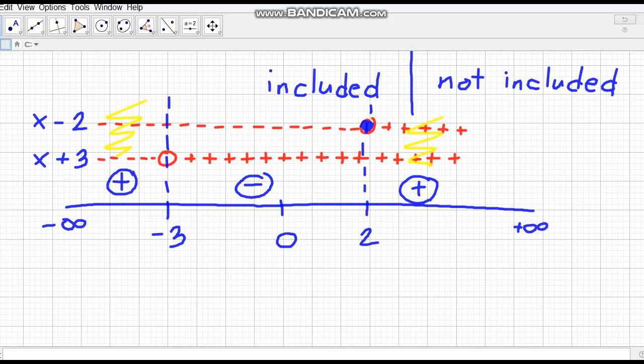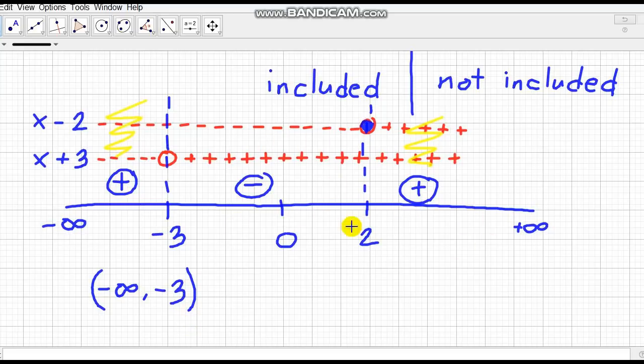So how do we express our solution now? In this region, it is from negative infinity up to negative 3. Negative infinity, let's put a parenthesis here. And negative 3 is not included, so we put a parenthesis here. We use a parenthesis if the solution is not included. We use a bracket if it's included.